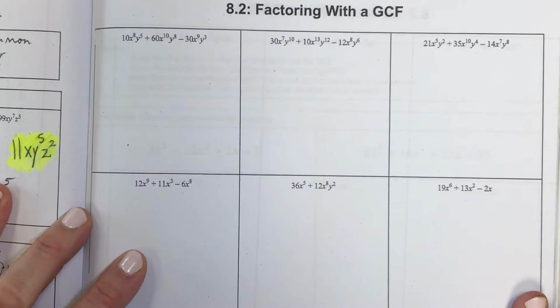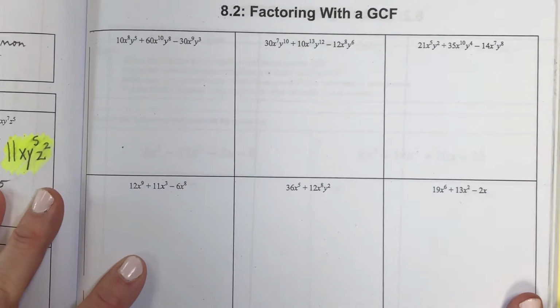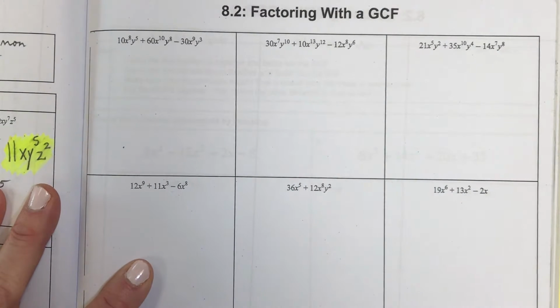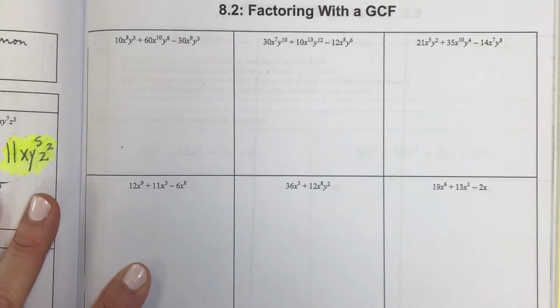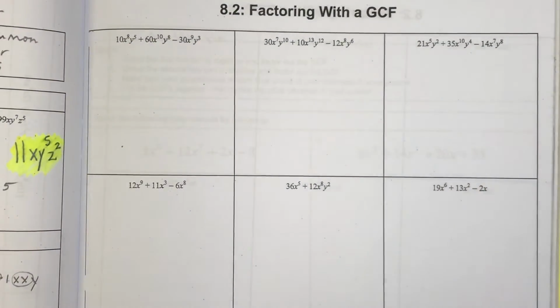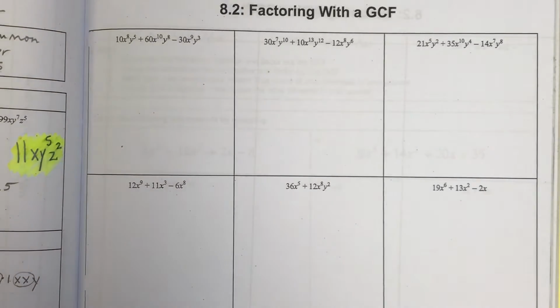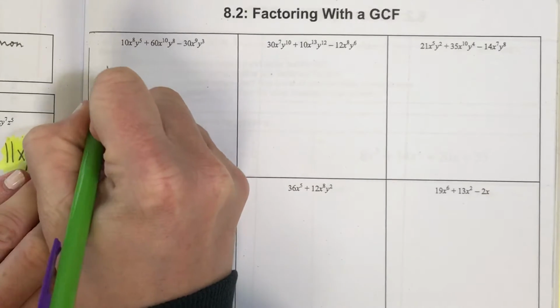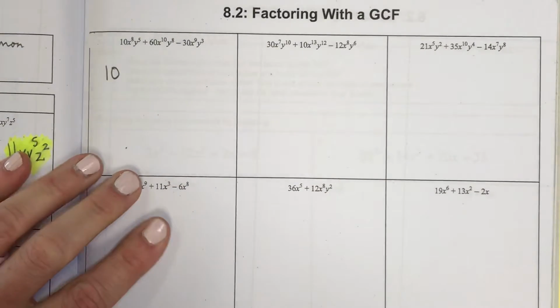So I'm going to give it a whirl here with these 6 examples. If there's one you're looking for in particular, go ahead and fast forward through the video. For 10 and 60 and 30, the number that all 3 have in common would be the number 10. All 3 of those are divisible by 10.